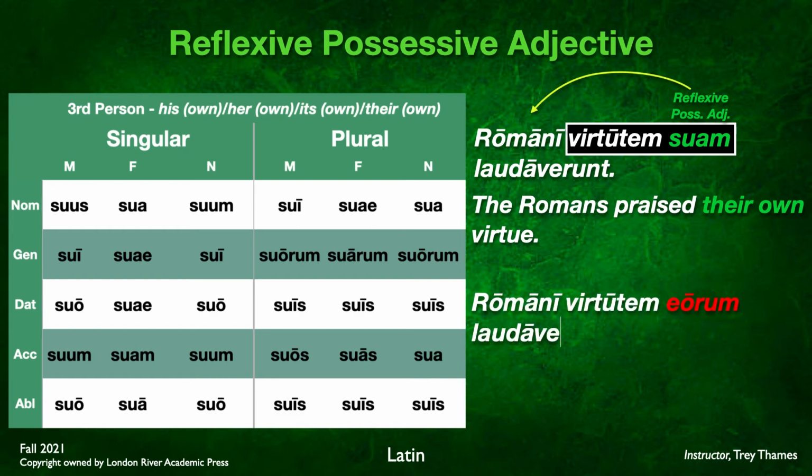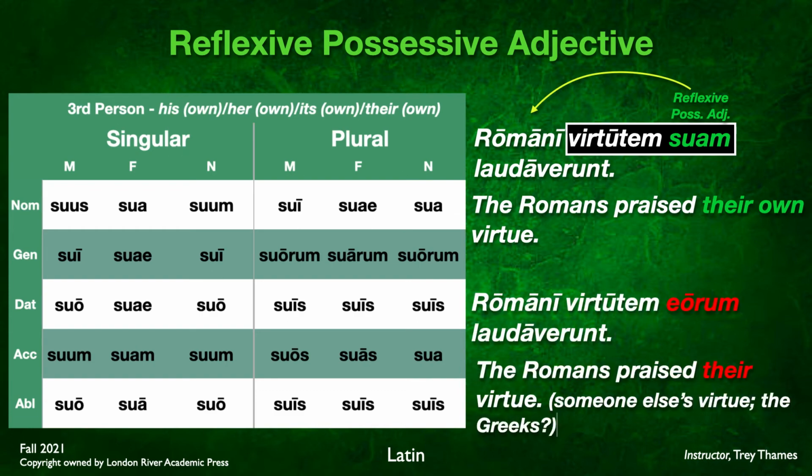Now, however, if the Romans, Romani virtutem eorum laudaverunt, if the Romans praised their virtue, here this is not their own virtue, this is someone else's virtue. In this case, maybe it's the Greeks. So Romani virtutem eorum laudaverunt. Because we're not doing our own virtue here, the Romans' own virtue, we're not using the reflexive possessive adjective, we're using the personal pronoun eorum. The Romans praised their virtue.